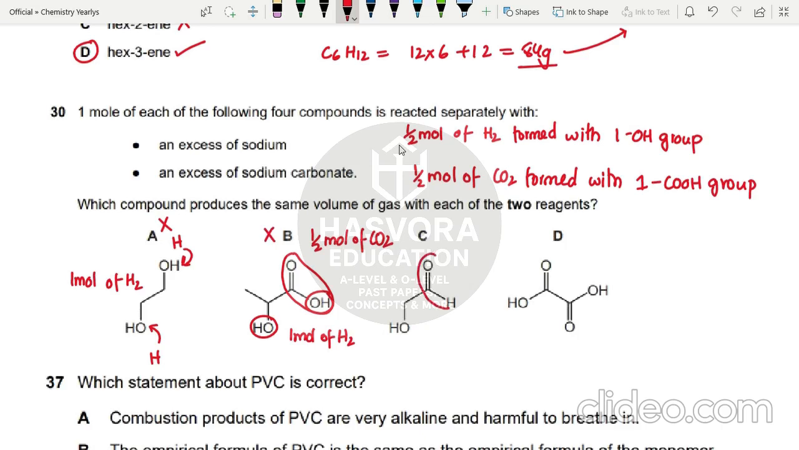Now in the C you can see this is an aldehyde group. This will not react with the sodium carbonate, so you can just eliminate it, and this will only react with the sodium to produce hydrogen. So this will also be incorrect. Now in the D, the hydroxyl will react to produce only 1 mole of H2, and these carboxyl groups will react together to form 1 mole of CO2. So they are equal volumes of gases. So D will be the answer for this question.